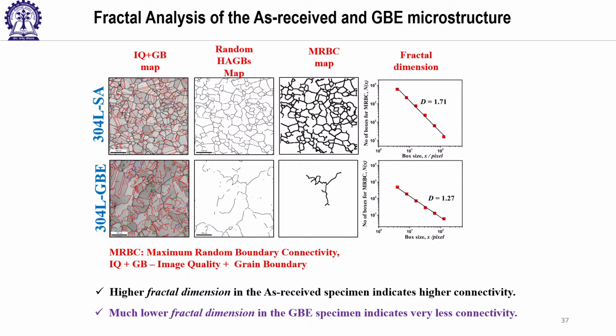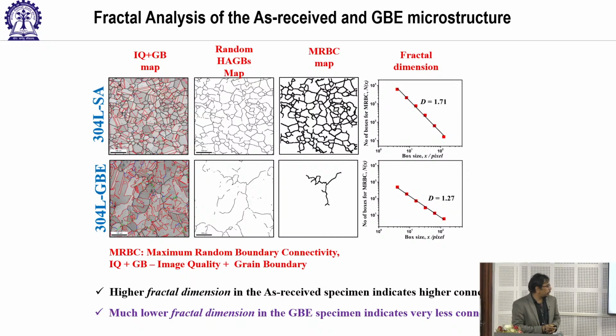So what you have to pick out from this random boundary map are the continuously connected random boundaries. Here you see this many boundaries are continuously connected, but here only this length is continuously connected. You understand? Once you do that, you calculate the fractal dimension, and then you can find out the value, 1.71 and 1.427, right? So this is also a good indicator of how efficient your microstructure is, right?